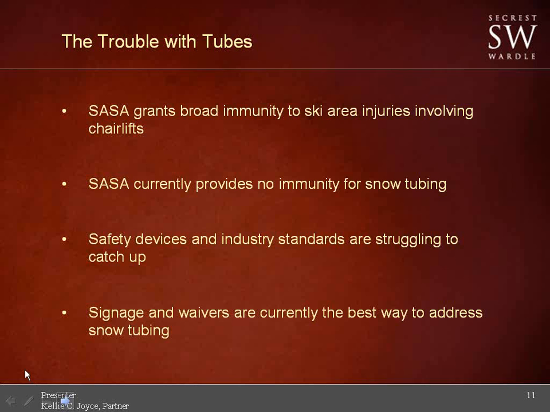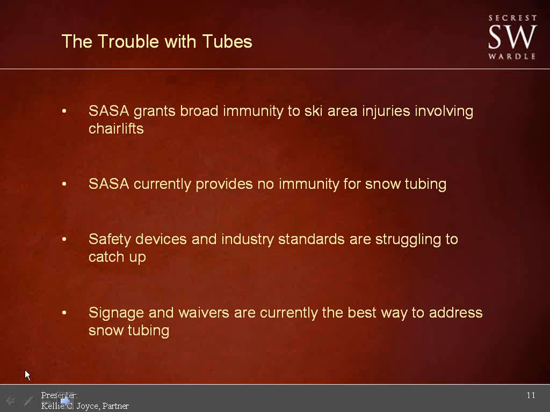Now, although SASA grants broad immunity to ski area injuries involving chairlifts, tow ropes, and snowboarding, there's one area that is not covered by SASA, and that is tubing. Snow tubing. Unfortunately, the courts have not concluded that tubing is covered under SASA. Snow tubing is where someone would take a tow rope up with a tube and slide down on the tube, and although it looks and smells like a skier in a ski area, courts have not interpreted tubing to be covered by the Ski Area Safety Act.